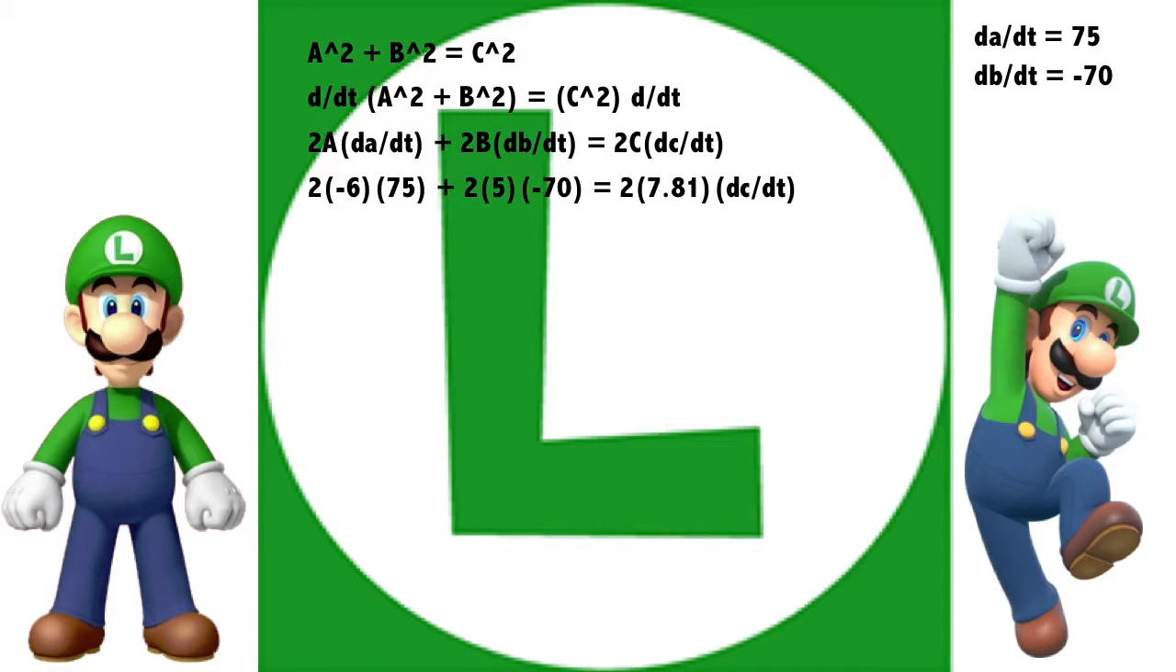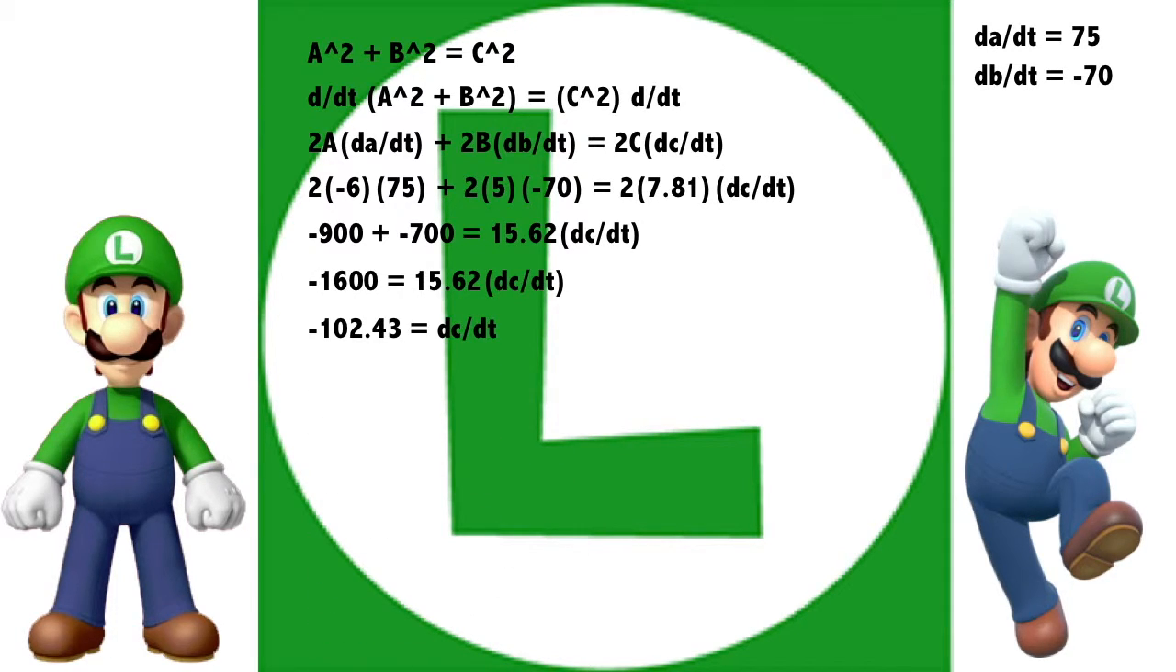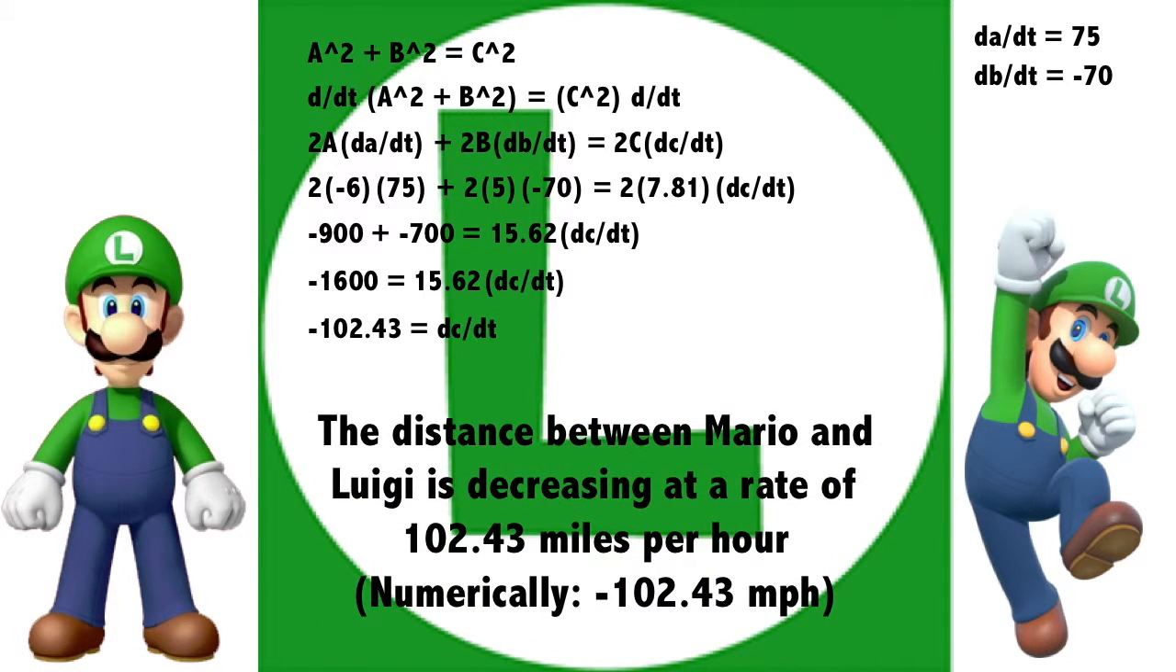After plugging in all our numbers and simplifying everything, we find that the rate of change of the distance between Mario and Luigi is 102.43 miles per hour. Keep in mind that this rate of change is negative because distance between them is decreasing. So, the distance between Mario and Luigi is decreasing at a rate of 102.43 miles per hour.